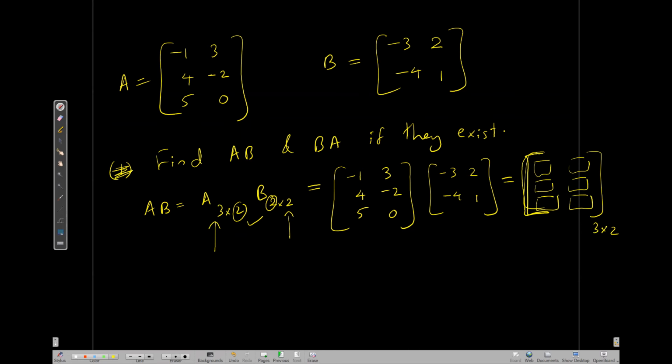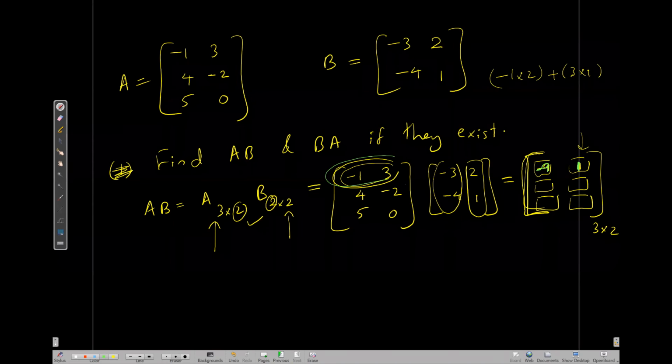Now let's see. This guy with this guy, that will be 1, 1 entry. So negative 1 into negative 3, that's positive 3. 4 and negative 4, that's negative 16, and 3, negative 12... and you get negative 9. And this guy with this guy, if you want, you can write it down like this: negative 1 into 2 plus 3 into 1, even here or in a separate place. So that should be 1, and this is negative 9, this is 1.